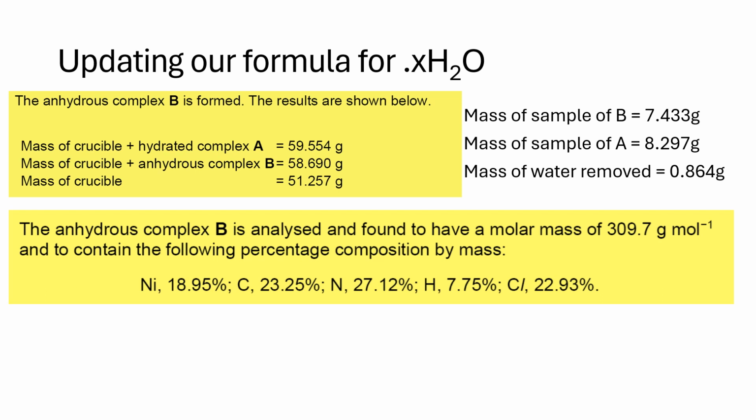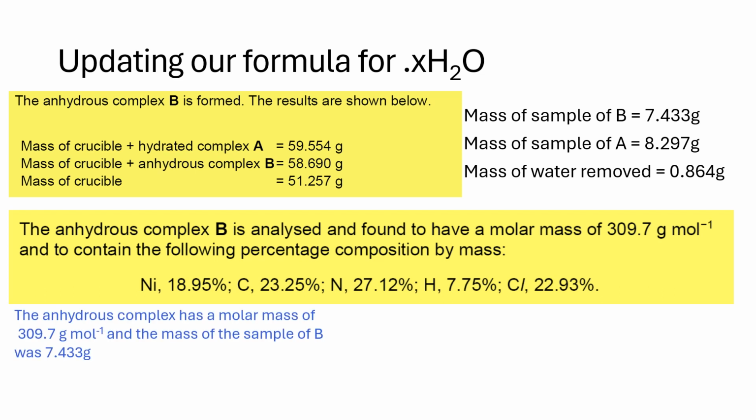We need to now update the formula for X H2O. So we need to work out the formula of the hydrated version. The anhydrous complex has a molar mass of 309.7 grams per mole, and the mass of the sample was 7.433. So using moles equals mass over Mr, that gives you 0.024 moles.